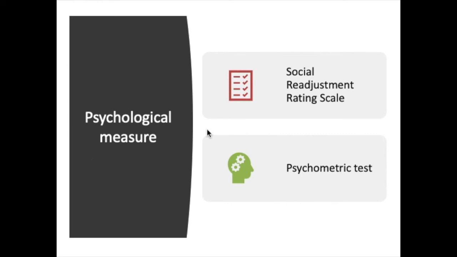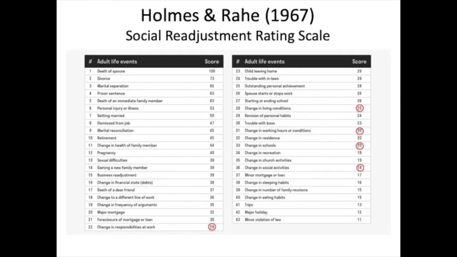Now, let's have a look at psychological measures. How we can measure stress using the social readjustment rating scale. So if you remember, this was found by Holmes and Rahe, 1967. As well as we can do a psychometric test to measure stress level. Let's recap Holmes and Rahe, who found the social readjustment rating scale. Okay, so basically they ranked 43 life events.